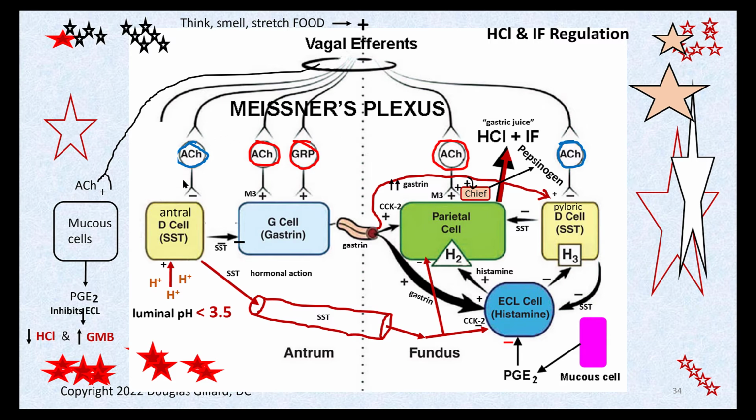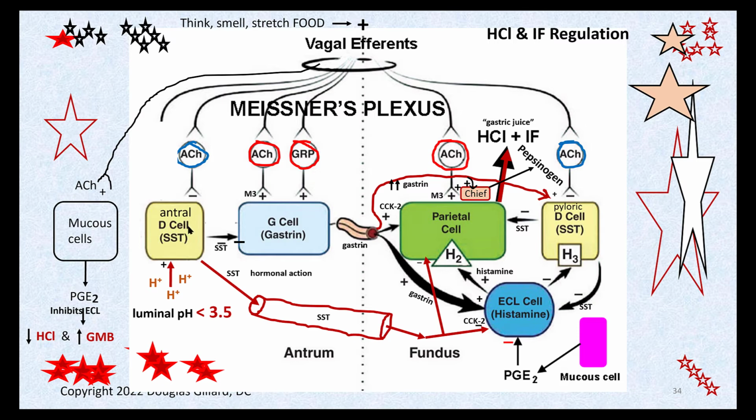Another late effect here, a turning off effect, is that acetylcholine can also bind to antral D cells. Antral D cells are a little bit different. They actually taste the lumen of the stomach for hydrogen ion content. But for right now, because we just ate our hamburger, we don't want to inhibit anything. So acetylcholine inhibits antral D cells from making their hormone, somatostatin.